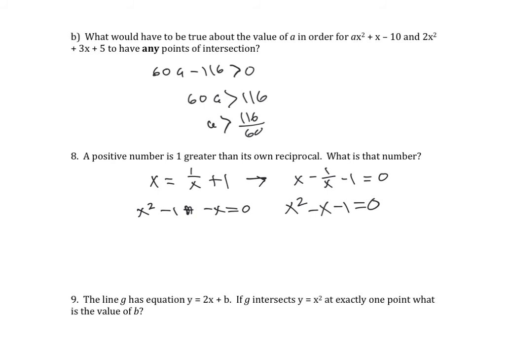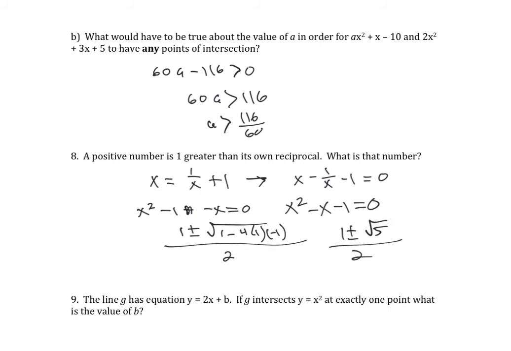Using the quadratic formula, we're going to get negative b, or 1, plus or minus the square root of b squared, which is 1, minus 4 times 1 times negative 1, all over 2a, or 2. We end up with 1 plus or minus the square root of 5 over 2. Okay.